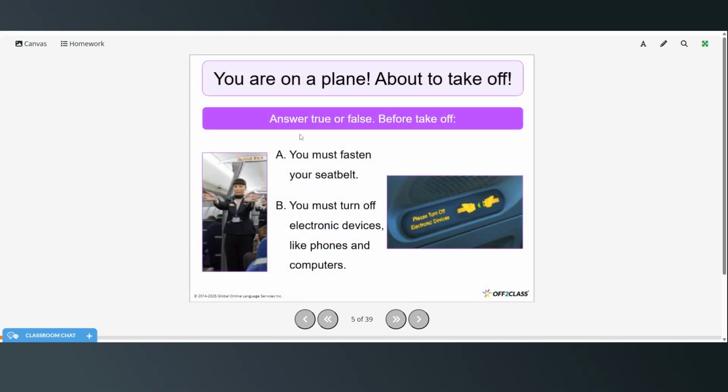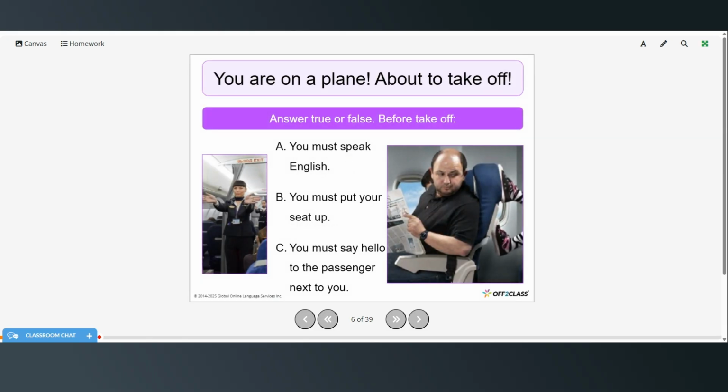So answer true or false. Before takeoff, you must fasten your seatbelt. That's true. You must turn off all electronic devices like phones and computers. That's true. You're on a plane about to take off. True or false? You must speak English. False. You must put your seat up. That's true. And you must say hello to the passenger next to you. That's false.